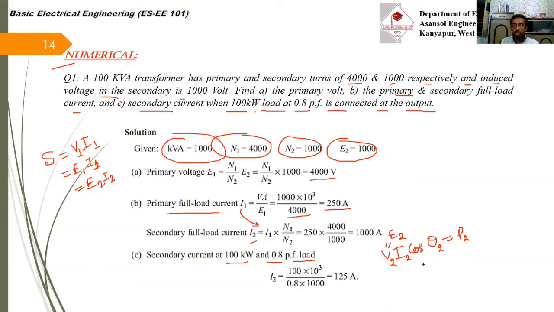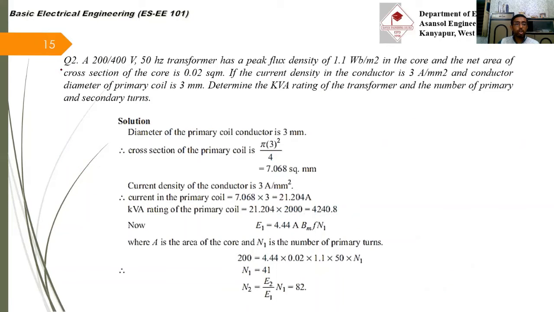Okay, so what is the value of I2? That is P2 divided by V2 into cos theta 2, right? So putting all those values, you will find that the I2 value is 125 ampere. So it is simple. If you remember this formula, I already discussed this formula in the second module, that is in AC circuits. Okay.